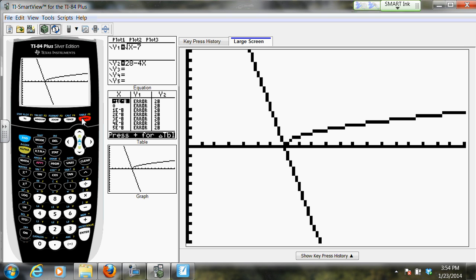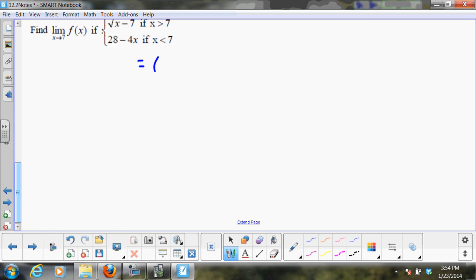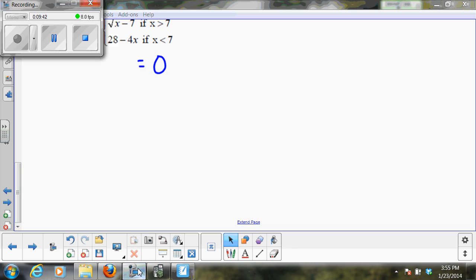So here at 7, this is the first part of the graph that we drew. And then for x less than 7, it's this piece right here. So this is actually not on there. Okay, it's just this top piece. So as we're approaching both from the left and from the right, it's down there at 0. So our answer is 0, as x approaches 7. That is the section on algebraic limits.